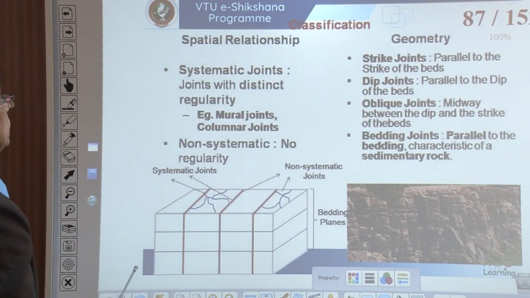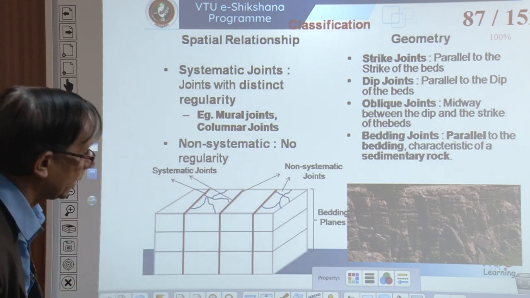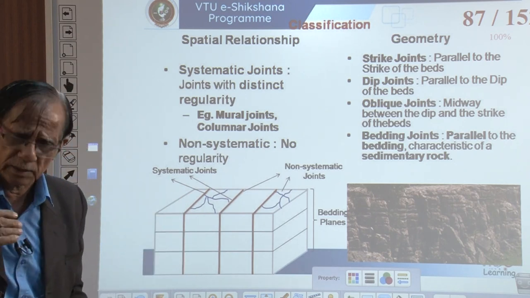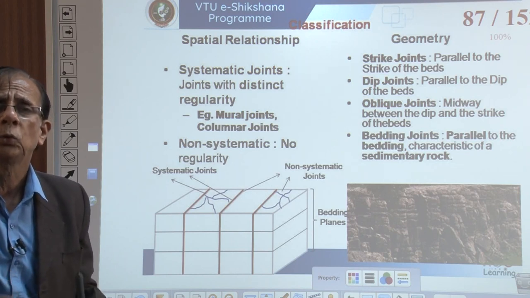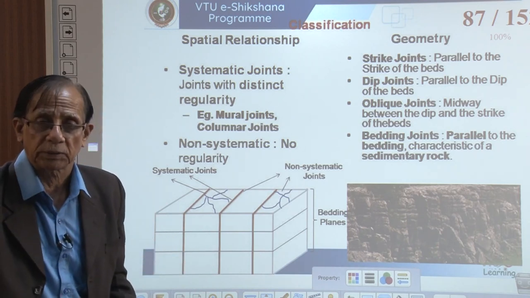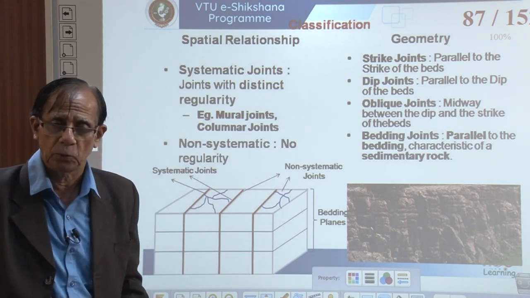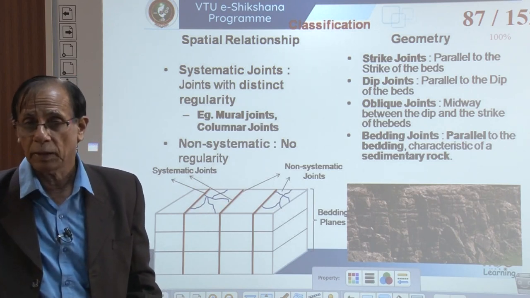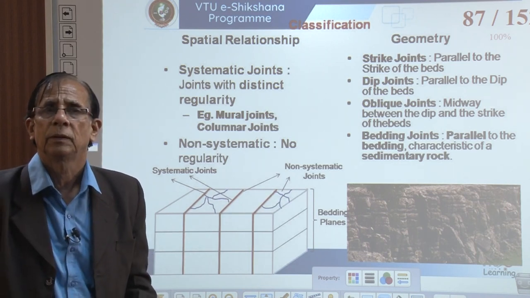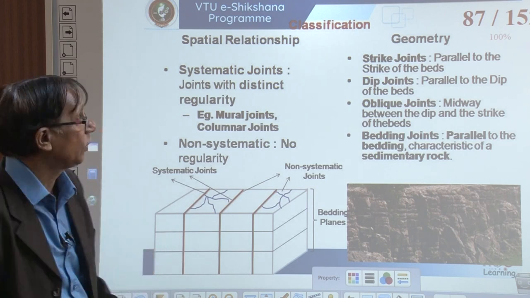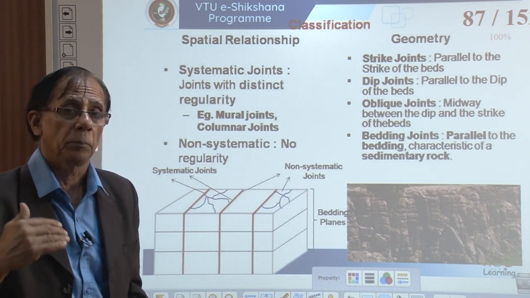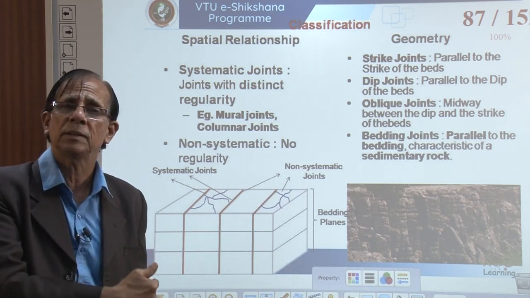Now, based on their spatial relationship, we can classify them. We can classify them based on the geometry. This classification is essentially important to communicate to a lab engineer or site engineer and the design engineer who is sitting in the office. One has to communicate to the other fellow. A field engineer says this is the type of joint, based on their geometry or spatial relationship, and it helps the design engineer in the office to understand better.